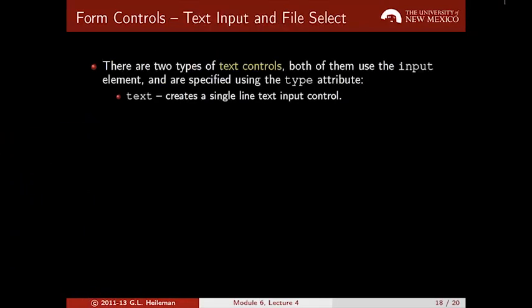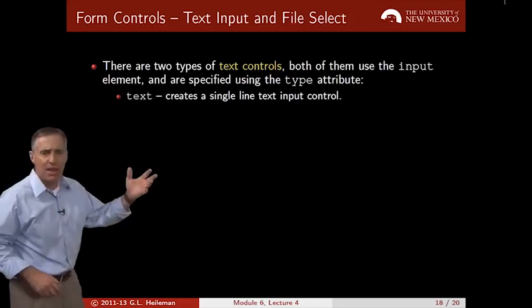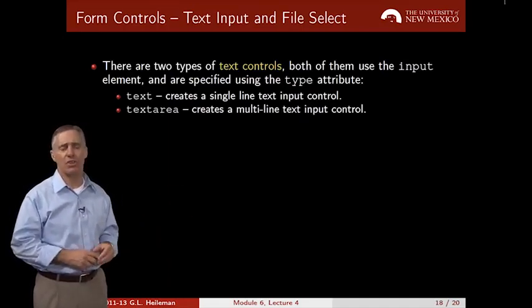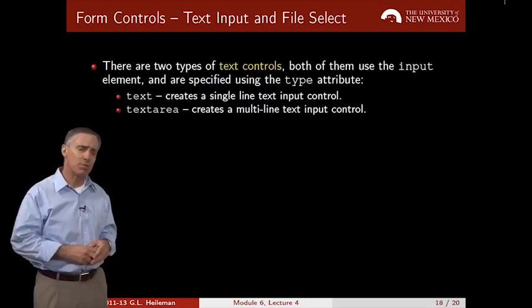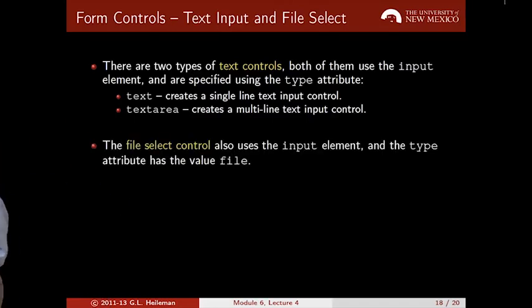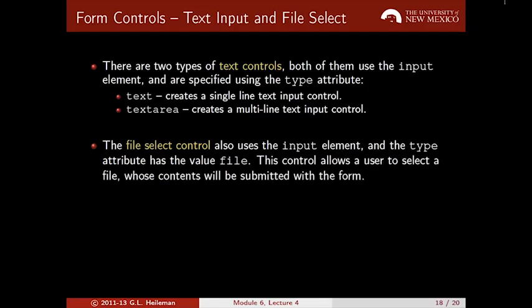Let's talk about text and file select. There are two types of text controls. Most of these use the input element. We've already seen the text type. This is what I used for the first name and last name in that form. It creates a single line. If you want to create a bigger area, you use textarea. That's pretty straightforward, and you can try that. Take the code that I gave you previously, substitute textarea for text, and you'll see it creates a bigger box. The file select control allows you to specify a file that a user can attach to the control, and when it's submitted, the file will be sent to the server, to the processing agent.